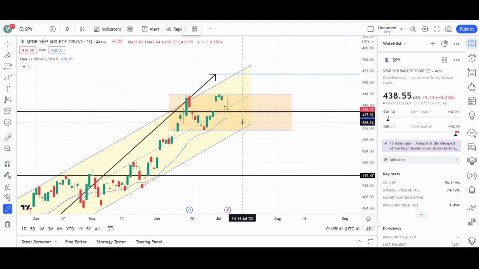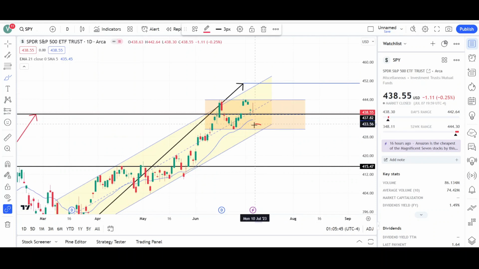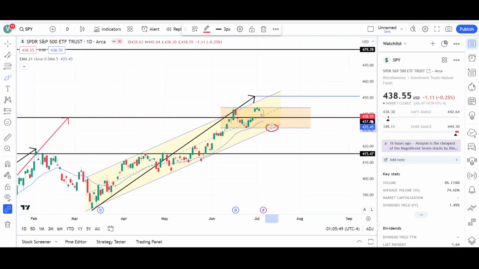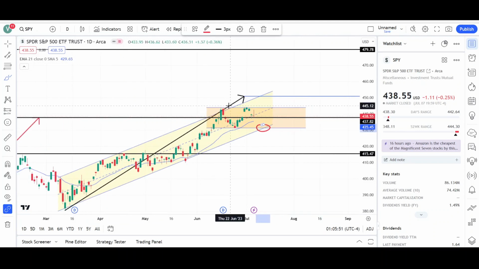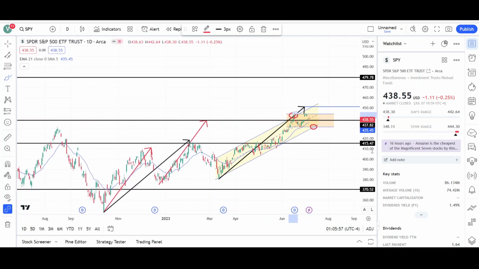So it looks like the next logical area that price could retrace to is the lower side of this orange range. And that also coincides with the opposite side of the yellow channel, because once we hit one side, we usually work our way towards the opposite side. So that's what it looks like price is doing. So that's all I have on the daily chart.